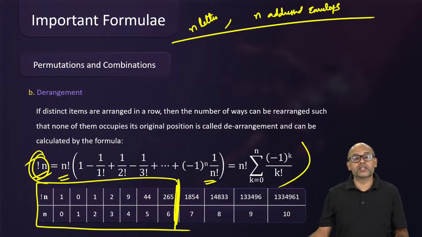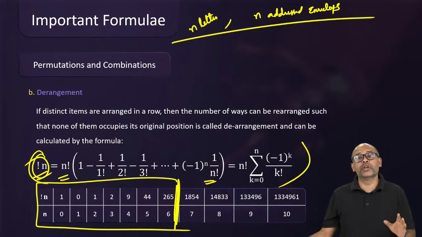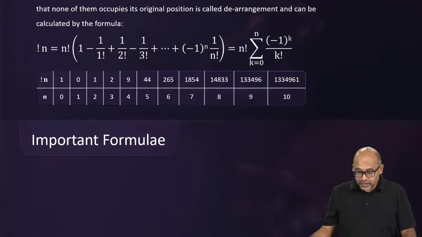Okay? Dearrangement concept up to 6 things, all 6 going wrongly, is given by the value 265. Till there, if you remember, that is good enough. Right? Next.